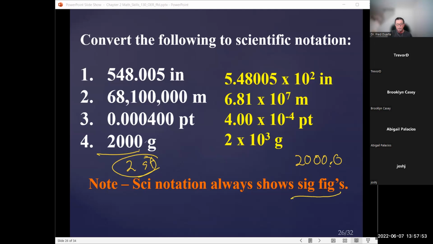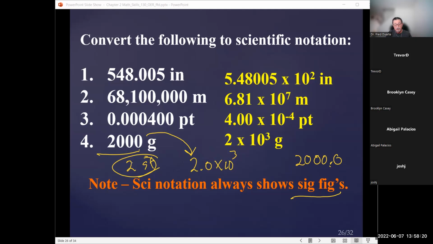So I can take 2000, and I go 2.0 times 10 to the third. Now that writes 2000 with the correct number of sig figs, which is 2. But I've done nothing to change the magnitude, to change its value. Okay? I just put the decimal point in.